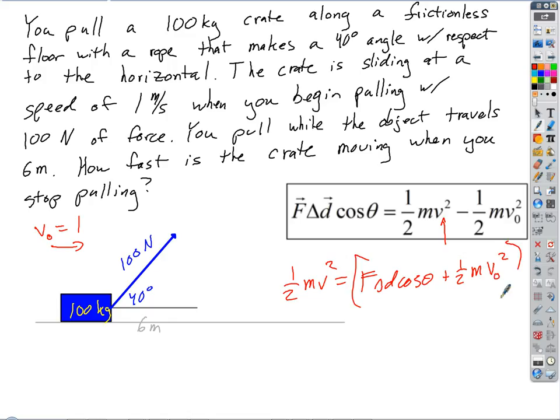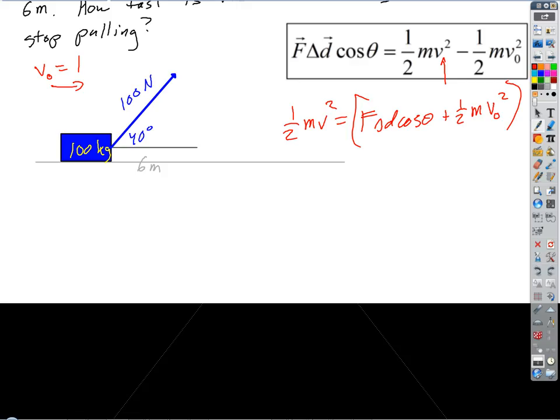And then what do I have to do to both sides to get the v by itself? Multiply by 2 over m and square root it, right? Then I just put all that in my calculator. One step. There's nothing to do. That would have been a many step problem if we had to use kinematics and vector resolution. But this is pretty simple.